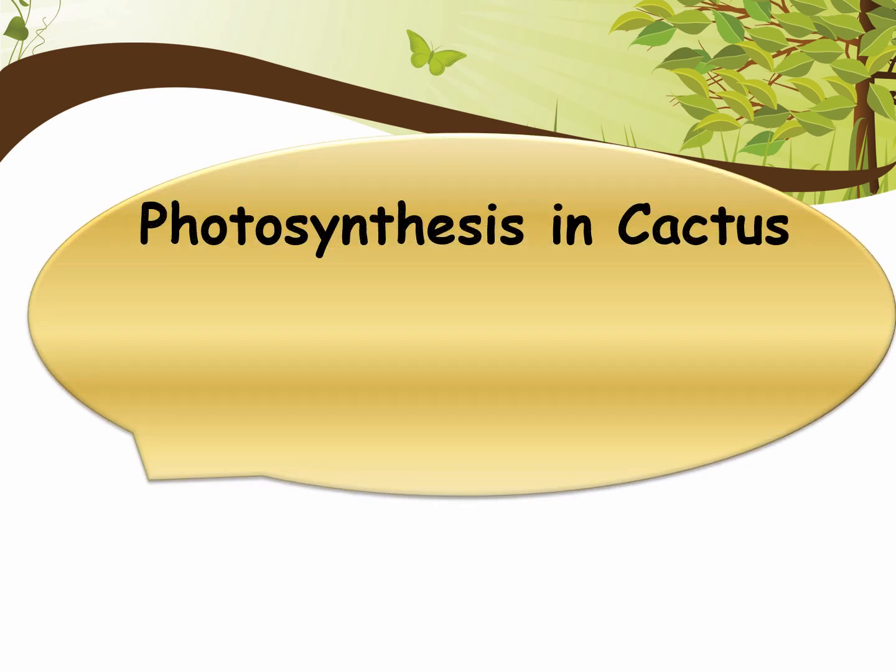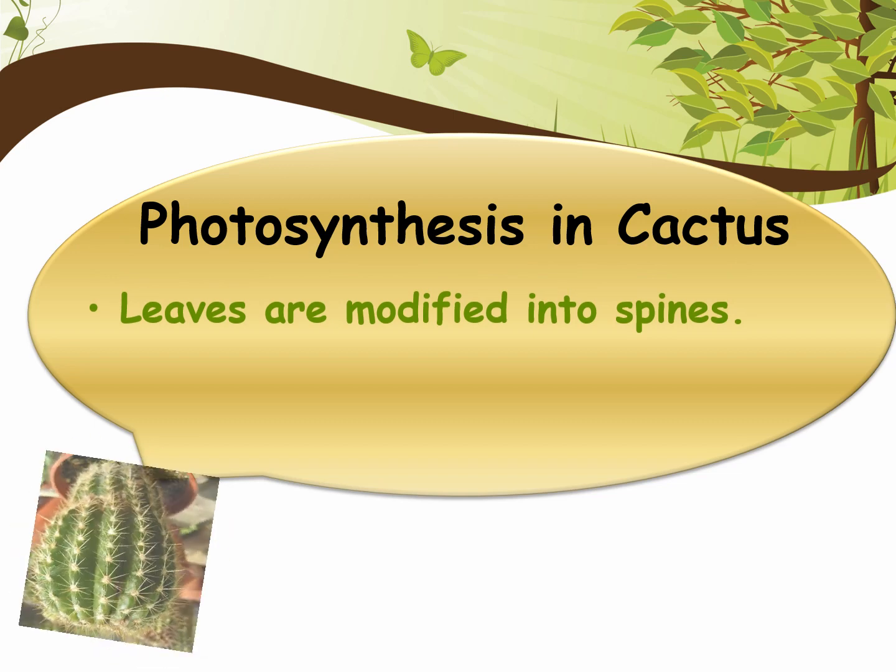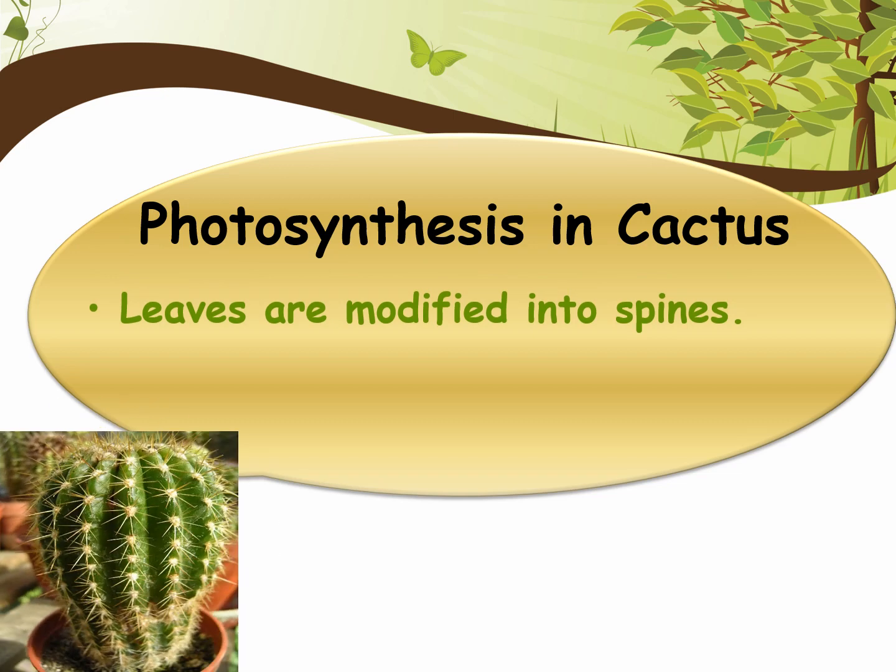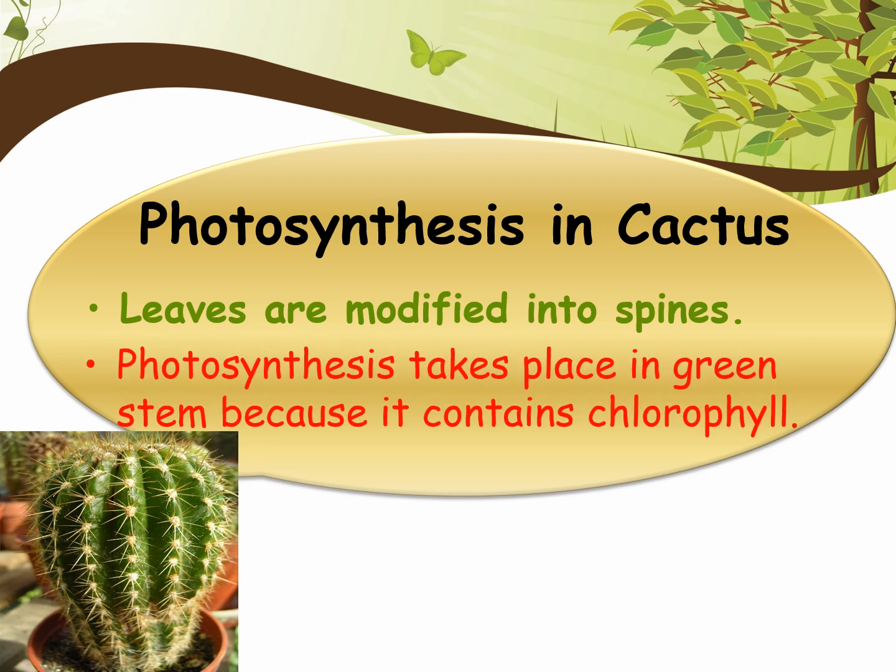Do you remember the adaptation of the cactus plant to survive in the desert? Their leaves get modified into spines, but they still exist and photosynthesis also takes place in them. Their green stem produces the food for the plant.